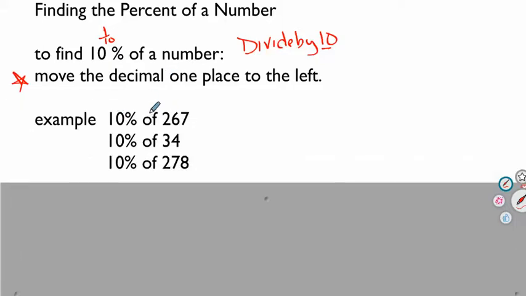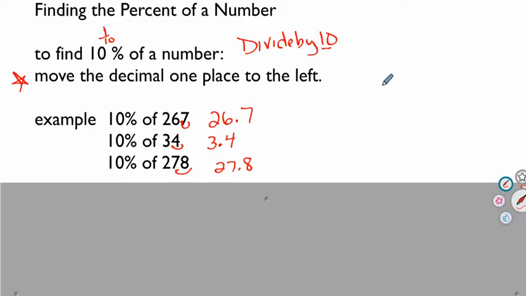If I'm moving it one place to the left, here's my number. I don't have a decimal, so I know it's at the end, so I'm going to move it one place right there. That means that is 26.7. That is 10% of it. Move the decimal one place, so it must be at the end here. Move it one place, so that must be 3.4. Move the decimal one place, so that is 27.8.